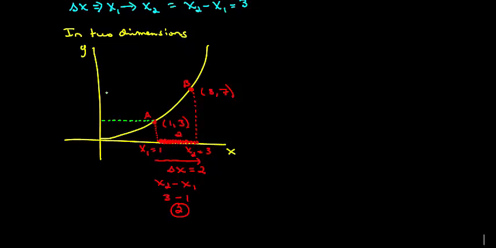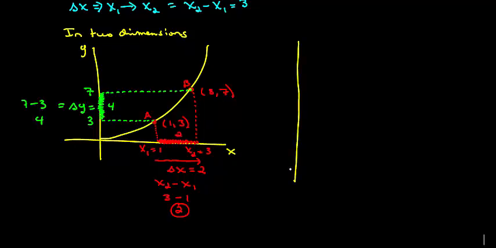Likewise, we can talk about the change in the y's. So this guy's down here at 3. This guy's up here at 7. And so this length right here, which we call delta y, that's going to be equal to 7 minus 3, which is 4. So that length is 4. So our delta x is 2 in this case, and our delta y is 4. Now they don't always have to be positive, right?